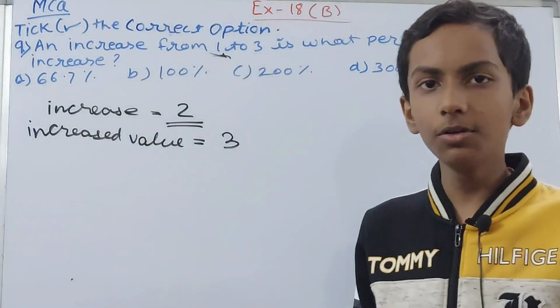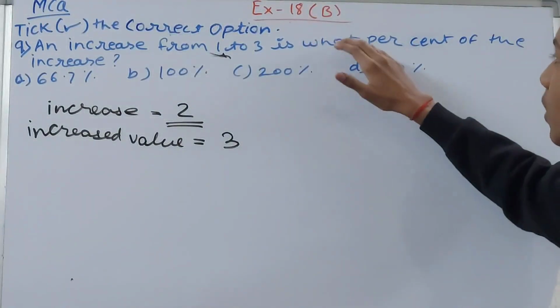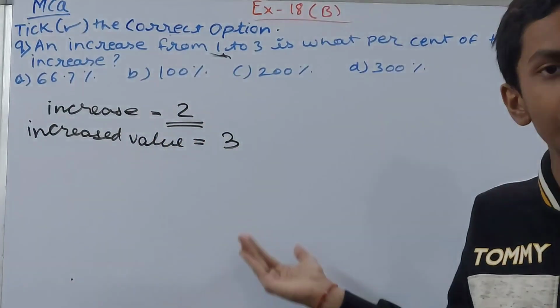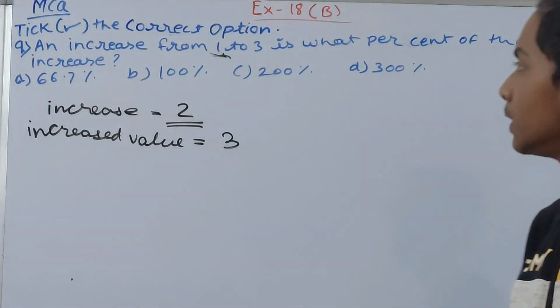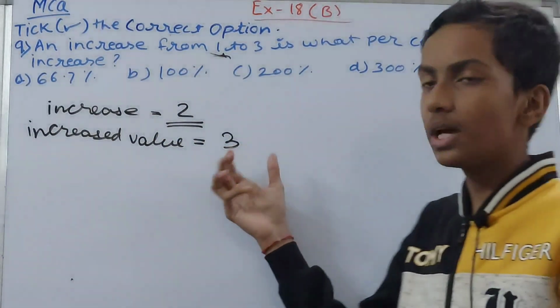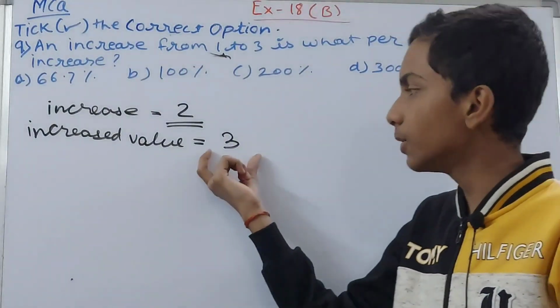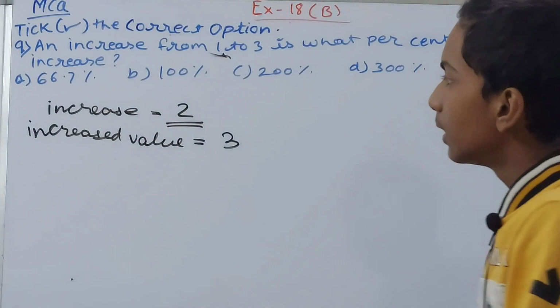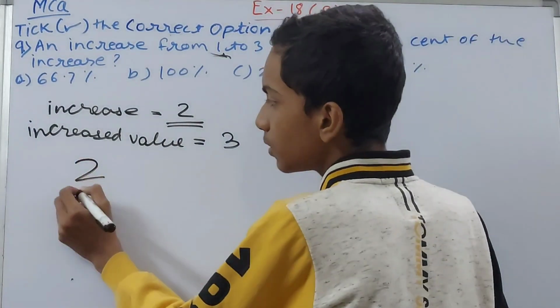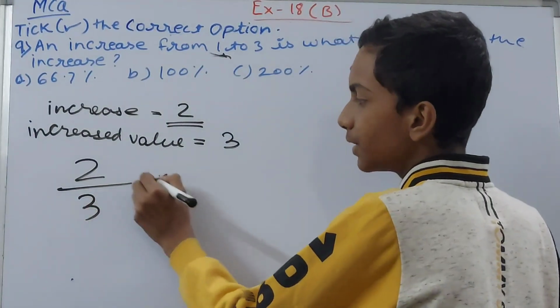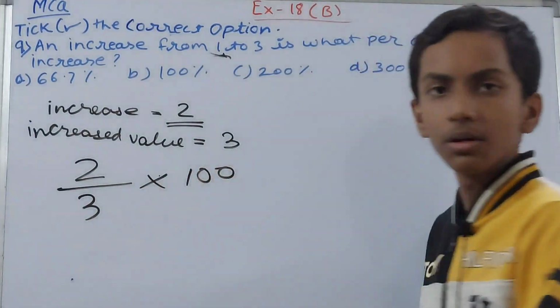But what we have to do, it is asking here, is what percent of the increased value. The increased value is 3. After increasing we get 3 only, right? So we have to find the increase on this 3, fine. So now you see here that the increase was 2, the increased value that we have is 3, and to find the percentage, multiply by 100.